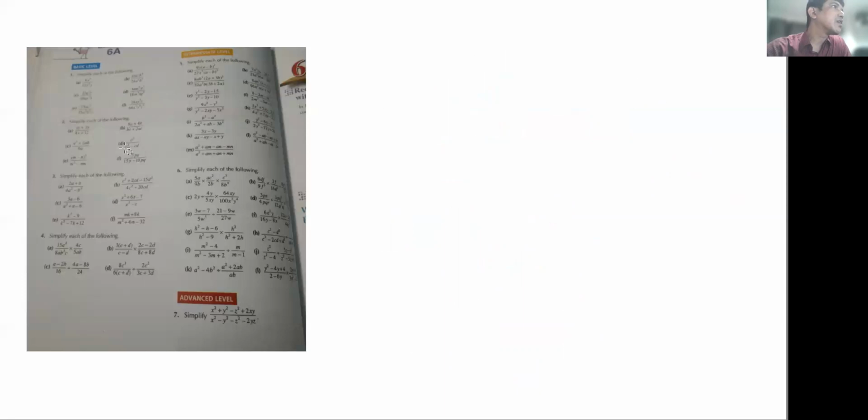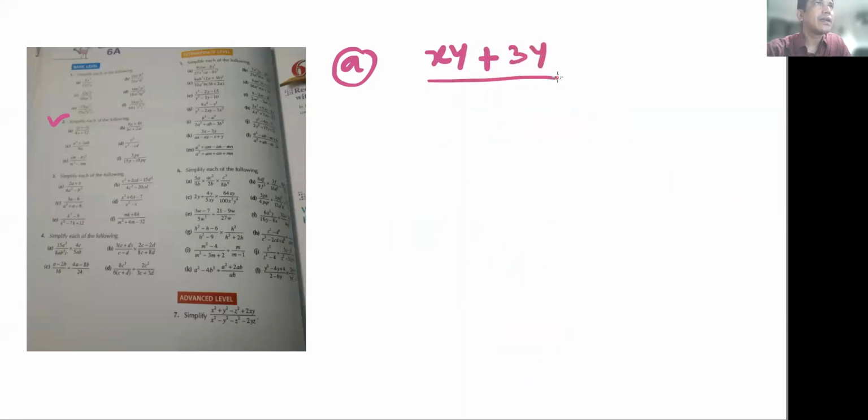Next, let's go for the 2. Okay, it's saying what? A, it's saying, tell me, A is xy plus 3y, 4x plus 12. So it's difficult, right? Since no multiplication, only addition are there, we cannot cancel like this. So what we'll have to do, we'll have to factorize.